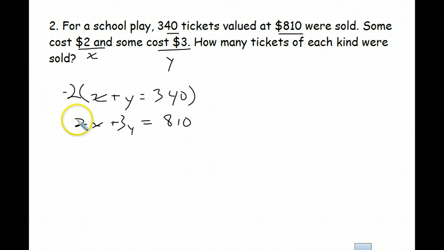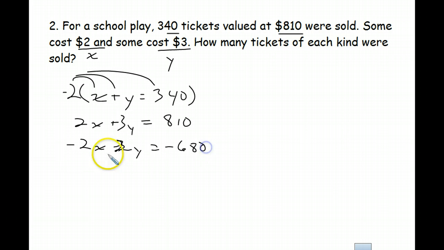So if I want this negative 2 to go away, I'm going to make my x's go away. So multiply the entire top equation by negative 2: the x, the y, and the 340. So I'll have negative 2x minus 2y equals negative 680.